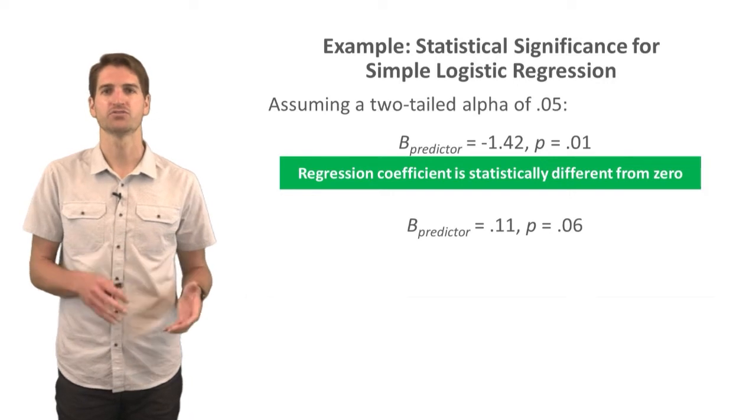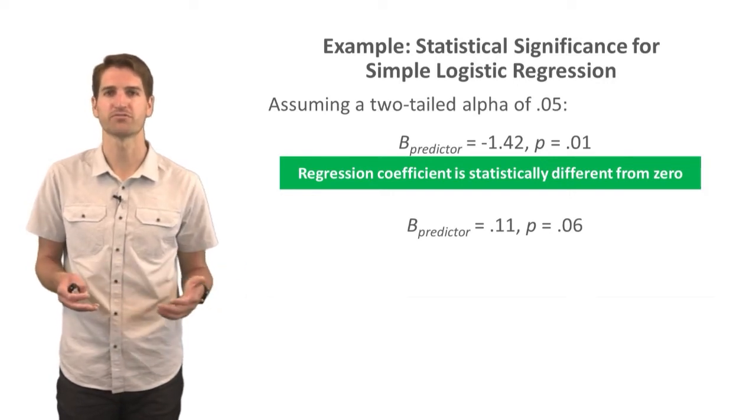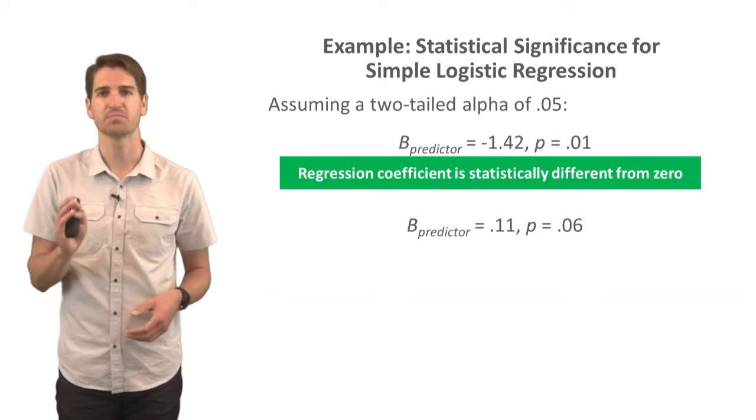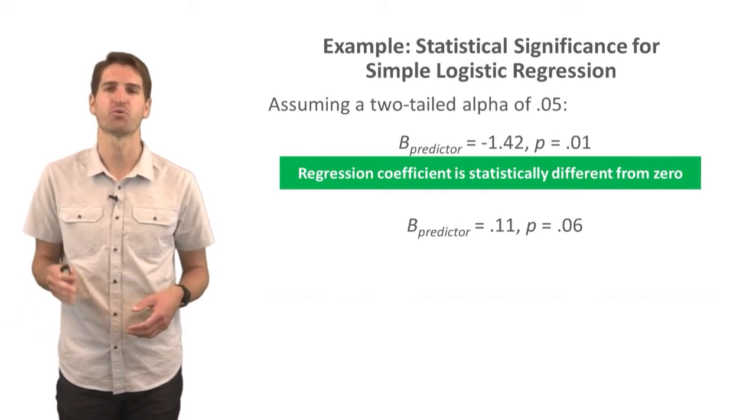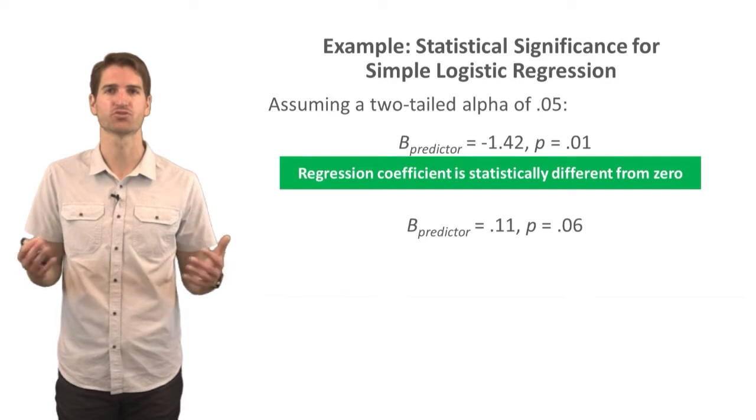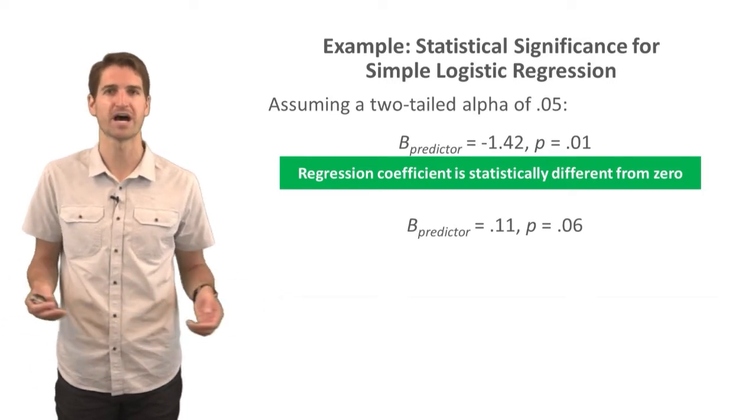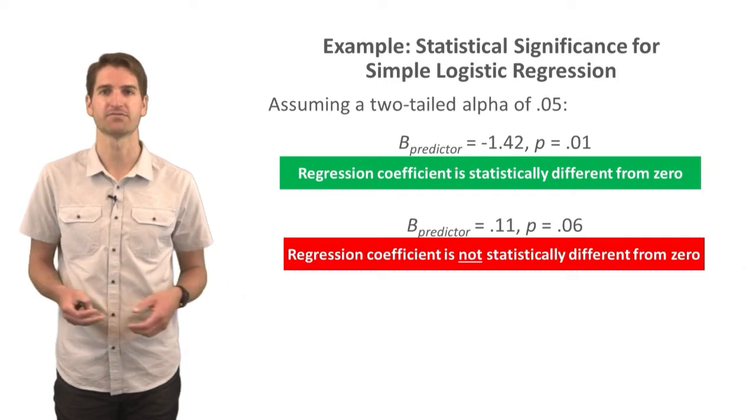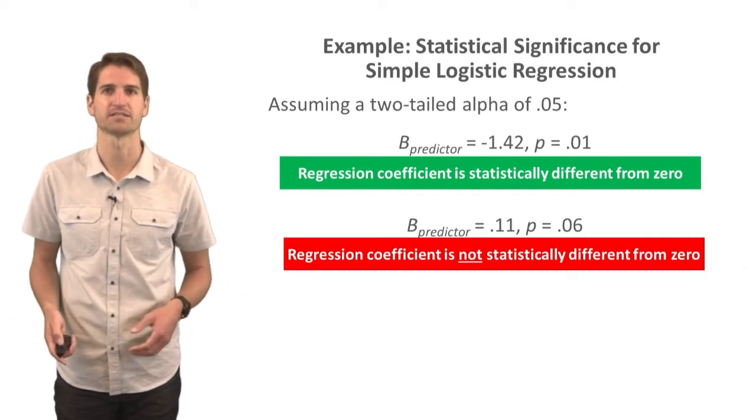Now let's look at the other example, where we have another predictor variable, and this time that regression coefficient or weight is equal to 0.11. The p-value associated with it, however, is 0.06. 0.06 is greater than that alpha level of 0.05, so we would conclude that this is not statistically significantly different from 0 in this context.